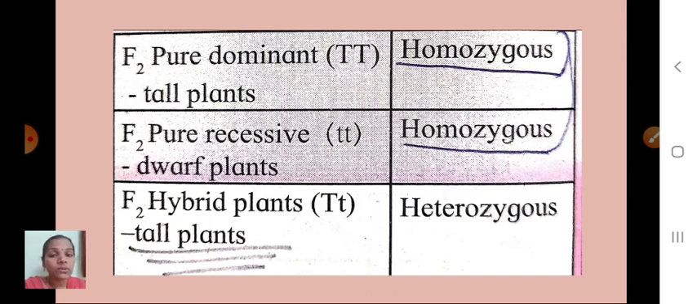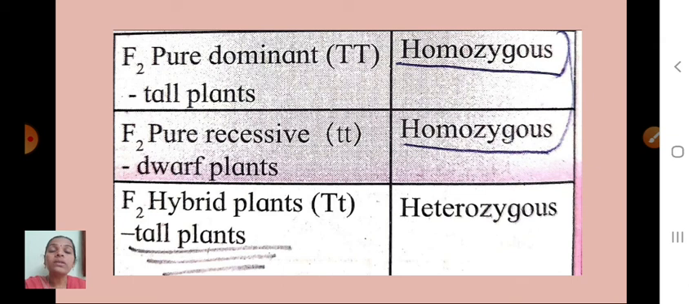Understood? And the next thing we discussed was the monohybrid cross and its phenotypic ratio and genotypic ratio. What is the phenotypic ratio children? Very good, 3:1. The genotypic ratio is 1 is to 2 is to 1.